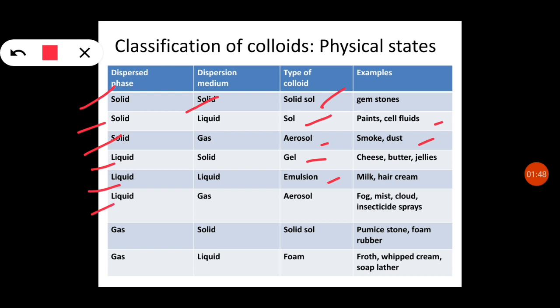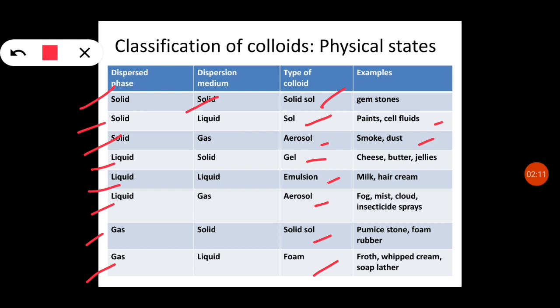Then we have liquid in gas, it is termed as aerosol. Examples are fog, mist, cloud, etc. Then gas dispersed in solid, termed as solid sol. Pumice stone, foam, rubber. Then gas in liquid, it is also termed as foam. Froth, whipped cream, soap, leather.